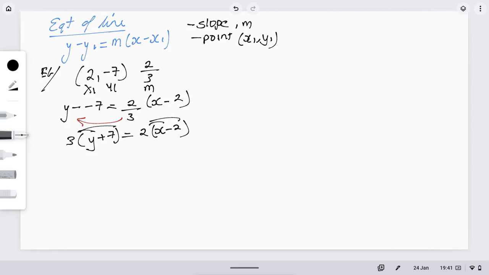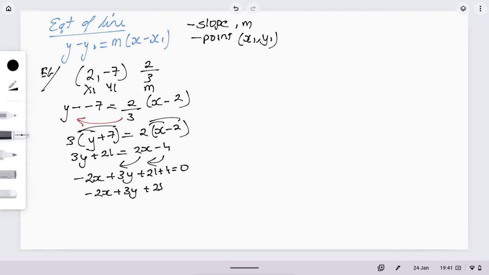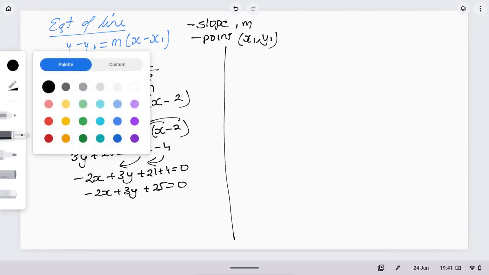Tidy that up. 3y plus 21 is equal to 2x minus 4. And for the purpose of this, we'll get everything to one side. So minus 2x plus 3y plus 21 plus 4 is equal to 0. Minus 2x plus 3y plus 25 is equal to 0. Another equation of the line option is the form y is equal to mx plus c.